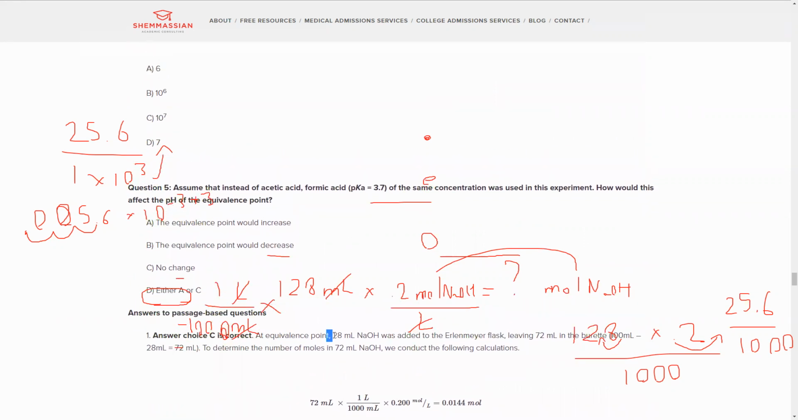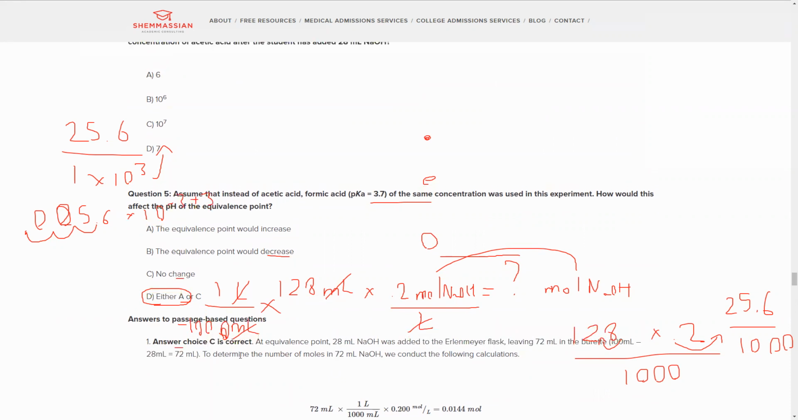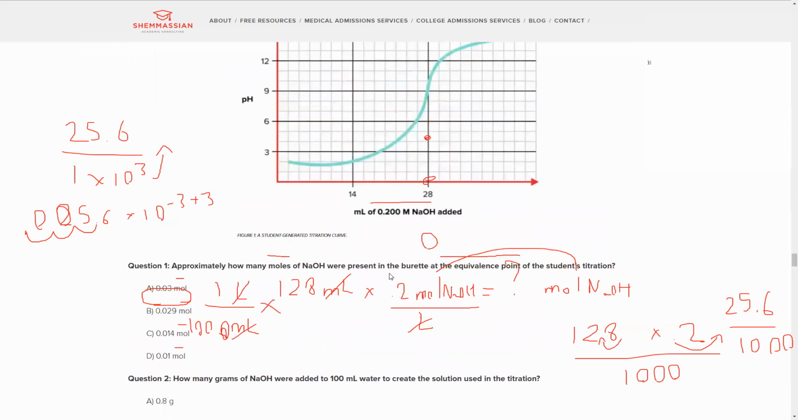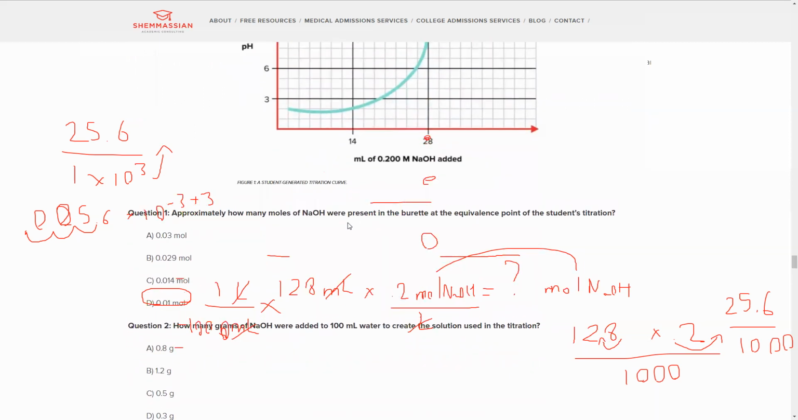At the equivalence point, 28 milliliters of NaOH was added to the Erlenmeyer flask, leaving 72 milliliters in the burette. Okay. So this is definitely an example of how we set up everything correctly, but it's the content knowledge of how a titration works. They're asking about the burette. So this is a live example of why knowing what you're getting is so important.